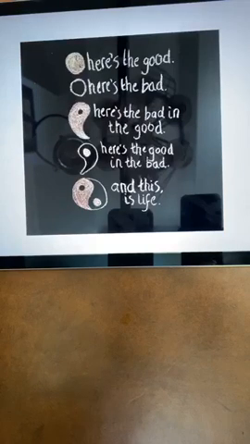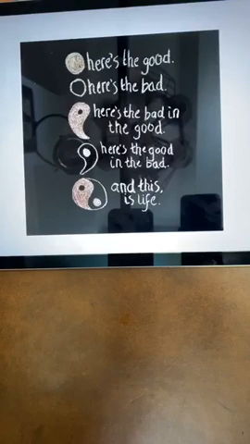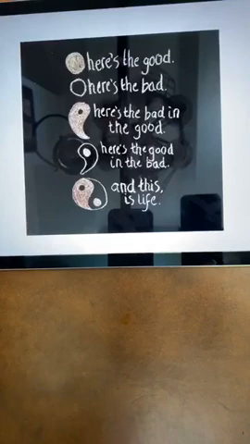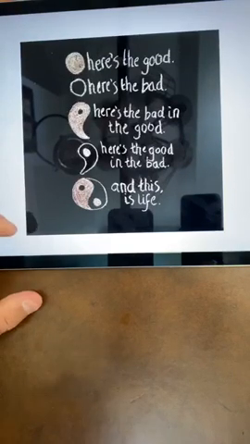Would that change your connectivity to others? Would it change your connectivity to yourself? If you looked at every experience as happening for your benefit and for your ultimate learning, how could it change your world?